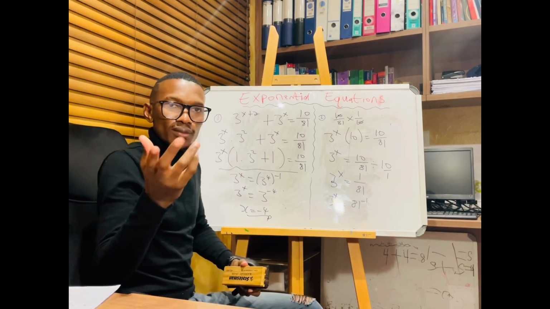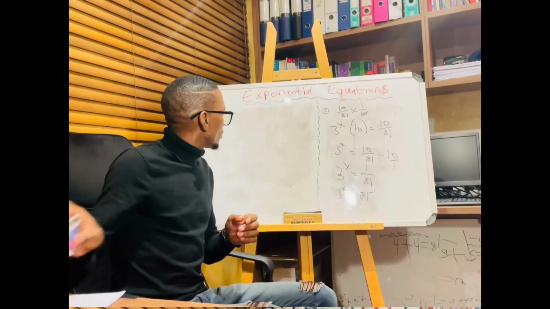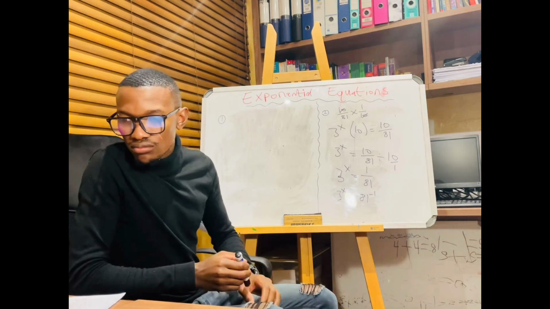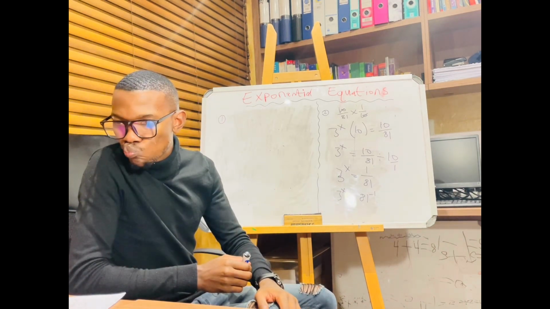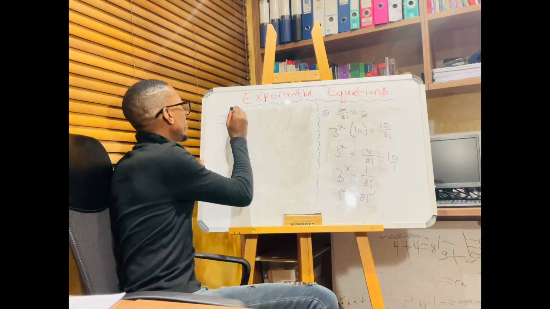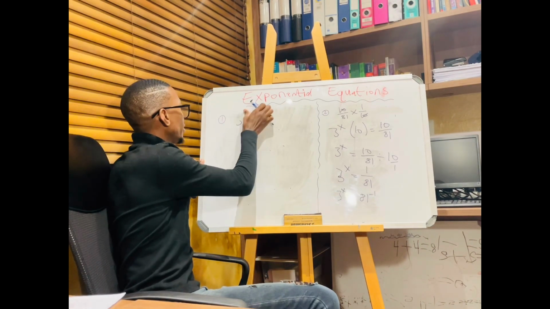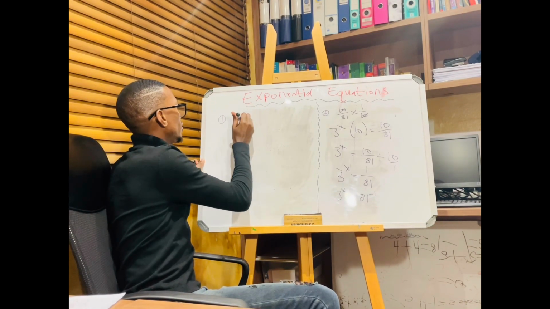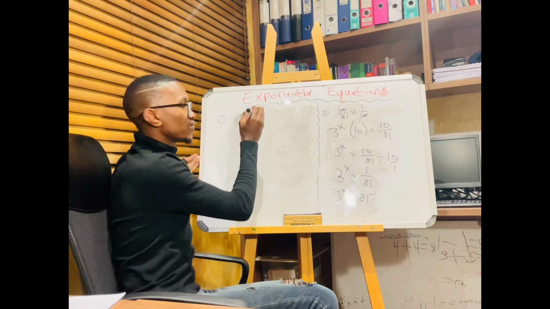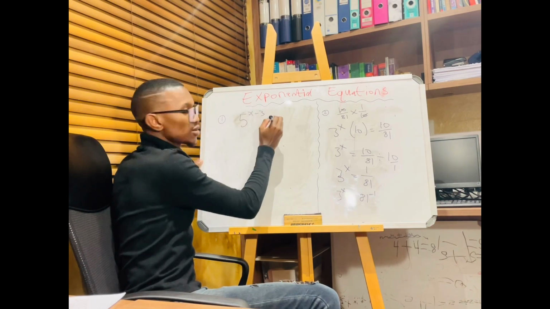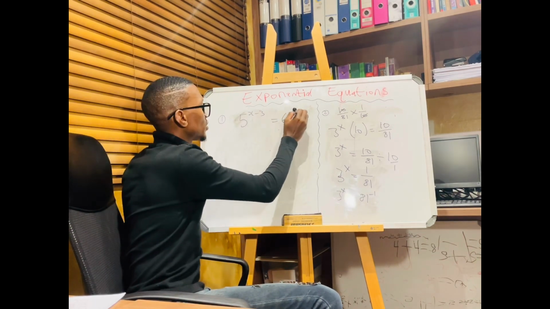Let's do the last problem, guys. The last problem. Okay. Which one can I do? Oh, let's just say we have 5 to the power x minus 3 equals to what? 625.